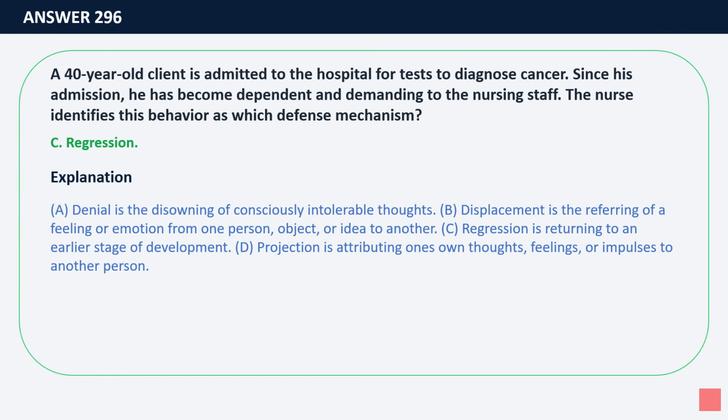Answer: C. Regression. Explanation: A. Denial is the disowning of consciously intolerable thoughts. B. Displacement is the referring of a feeling or emotion from one person, object, or idea to another. C. Regression is returning to an earlier stage of development. D. Projection is attributing one's own thoughts, feelings, or impulses to another person.